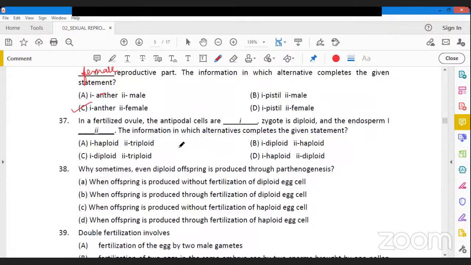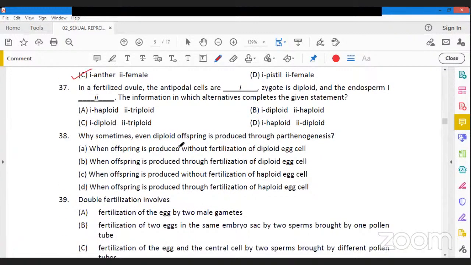Next, 37. In a fertilized ovule, the antipodal cells are haploid. The zygote is diploid and the endosperm is triploid. So haploid, triploid. This is the correct answer. Take it down. Antipodal cells are haploid, whereas the endosperm cells are triploid.